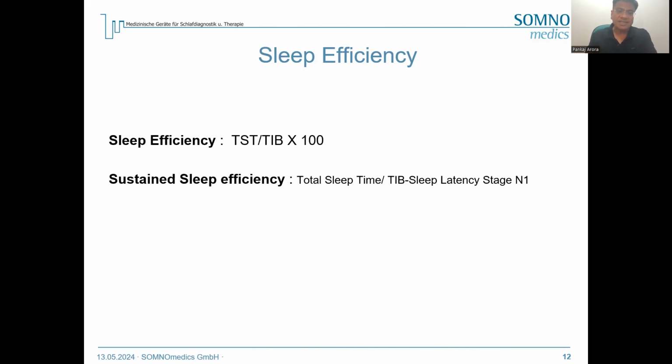So how do we define sustained sleep efficiency? Sustained sleep efficiency is defined as total sleep time over time in bed minus sleep latency (stage 1). For example, in the same case, total sleep time was 100 minutes, his time in bed was 200 minutes, but his sleep latency was 20 minutes. So now it will be 100 by 180 into 100, so sustained sleep efficiency will be 55%. Please remember, sustained sleep efficiency will always be higher than the sleep efficiency.